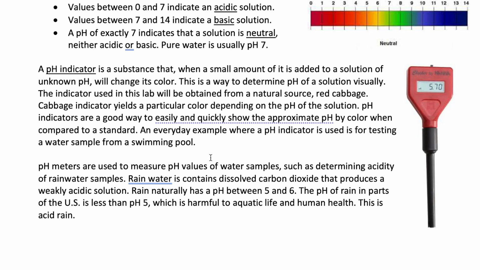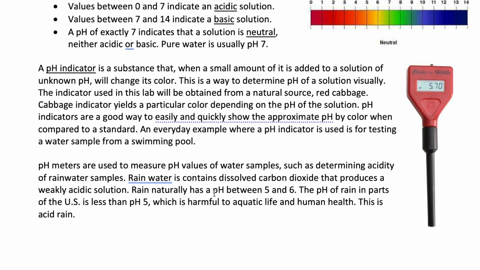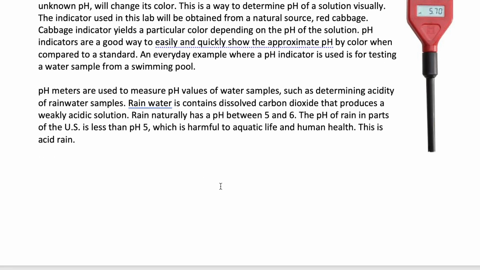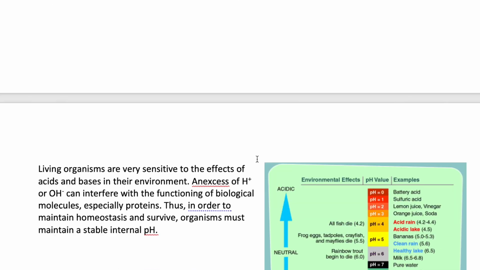Typically, we would do this for application in the environment. For example, for rainwater, we expect rain naturally to have a pH between 5 and 6. Slightly acidic, but nothing harmful. But if you live near areas where there is a lot of air pollution, which generates either nitrous or sulfur oxide type of gases, those gases can combine with water to form acids, either sulfuric acid or nitric acid, and that would result in a pH that's less than 5.